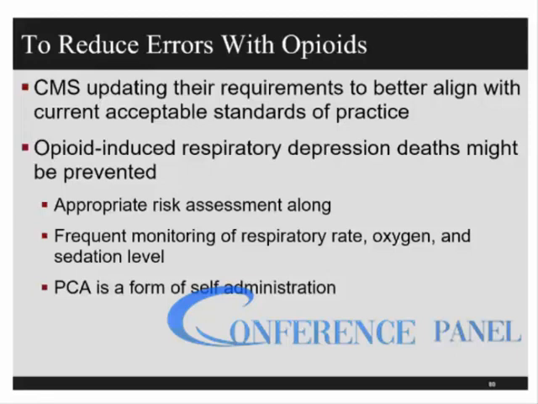I know sometimes you read those regulations and the interpretive guidelines and think, oh my gosh, that's what they're doing. But essentially what they're doing is they are repeating what the national standards are. They've also found that opioid-induced respiratory depression deaths might be able to be prevented. If we do a proper assessment, a risk assessment, and we monitor them. And by the way, PCA, that's a form of self-medication.